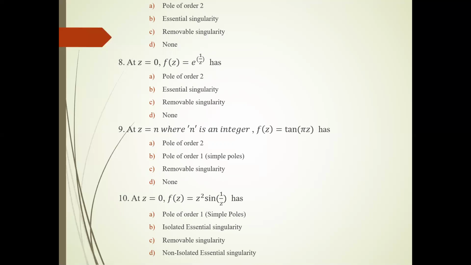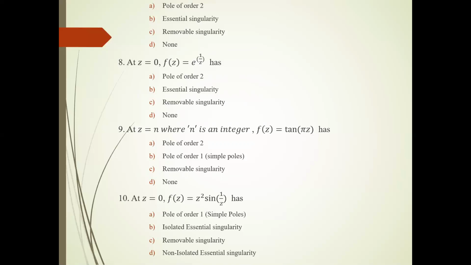You can use another technique also. What is the other technique? Find the Taylor series expansion or Laurent series expansion of the function f(z) = e raised to 1 by z. Okay, what do we get? As you know, the Taylor series expansion of e raised to z: e raised to z is equal to 1 plus z square upon 2 factorial plus z cube upon 3 factorial plus and so on.